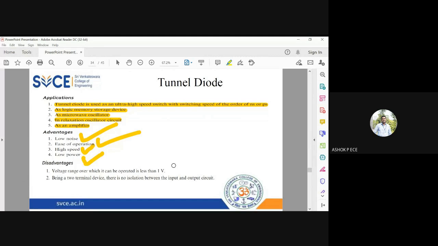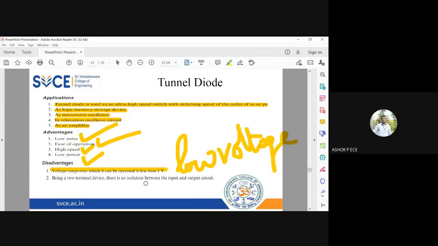Drawbacks: it should be operated within less than 1 volt. So low voltage operation only is preferred for this diode because the depletion region is very, very thin. So even at a very small voltage, an enormous amount of current is going to flow. It is a two-terminal device, and there is no isolation. Isolation means separating the input and output side. Here the depletion region is very, very thin, so that is not going to separate your input and output. So if the input catches any noise, it will be directly passed on to your output. That is the drawback in this tunnel diode.